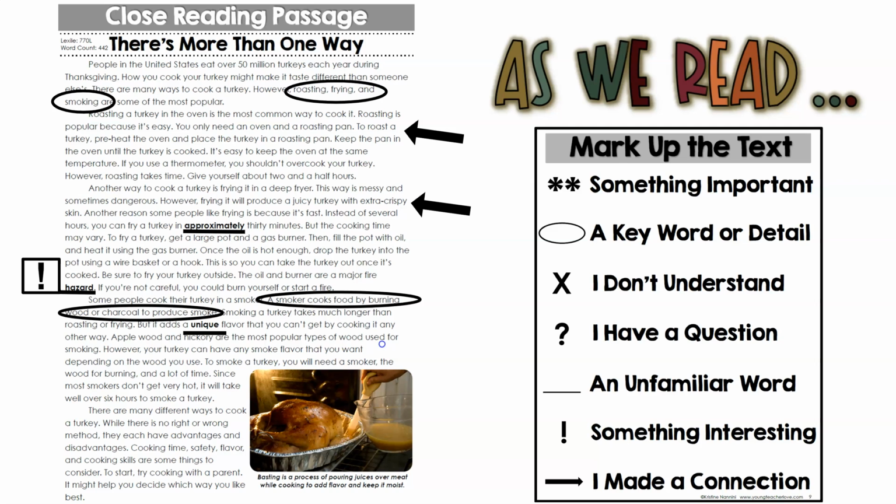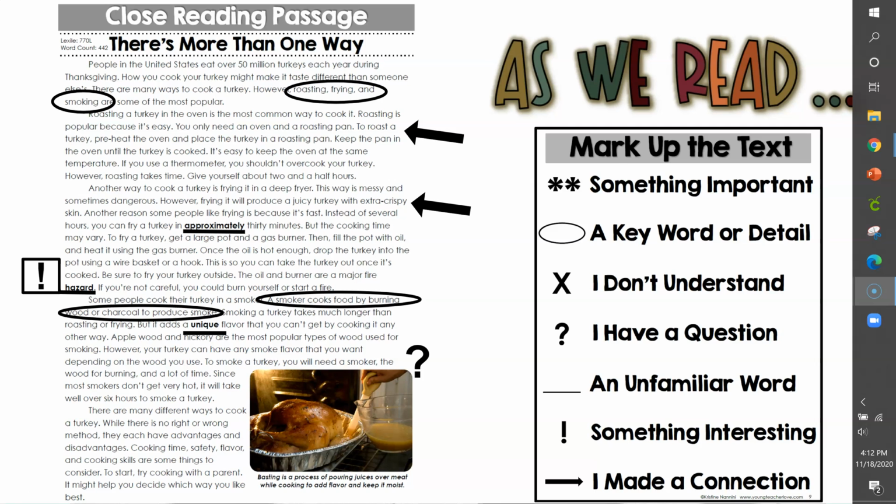Apple wood and hickory are the most popular types of wood used for smoking. However, your turkey can have any smoke flavor that you want, depending on the wood that you use. I have a question here. Since the turkey takes on the smoke flavor of the wood that you use in a smoker, do you still have to season your turkey with herbs and spices? This might be something I have to research. But if you boys and girls know, go ahead and leave it in the private comments for me.